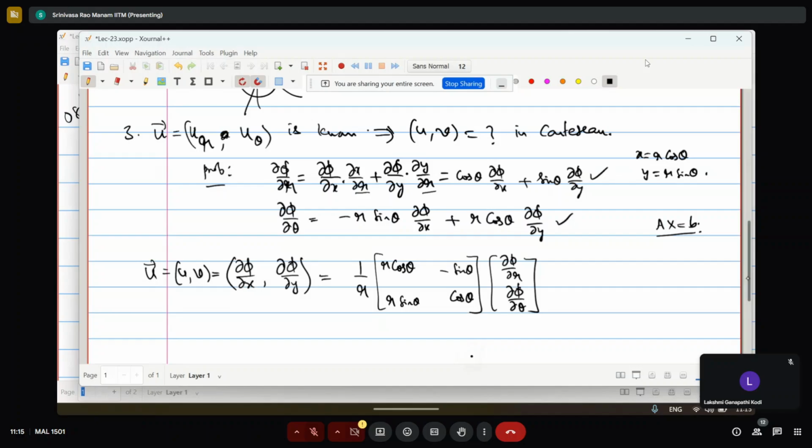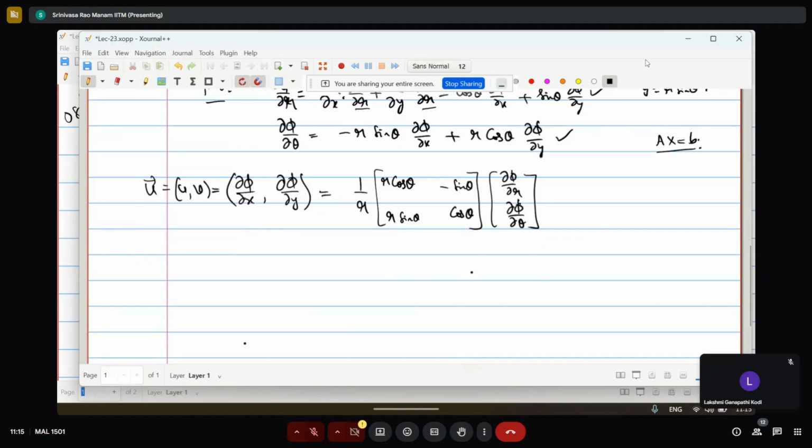So this is another way of looking at it. Now finally, what do you get? If you write it as two components, you simply write it as components: cos θ φ_r minus sin θ by r into φ_θ, comma, sin θ into φ_r plus cos θ by r into φ_θ. Done, right? This is your uv.